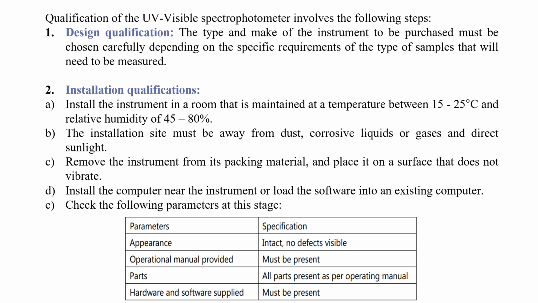After that, we need to remove the instrument from its packaging material, install the computer near the instrument, or load the software into the existing computer. After that, we need to check some parameters at this stage, like the specification and appearance. There should be no visible defect. Next, check whether the operational manual is present, and whether all the parts required in the procedure are present, as well as the hardware and the software.